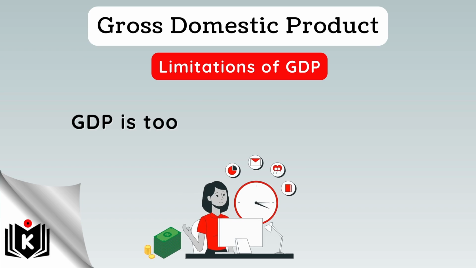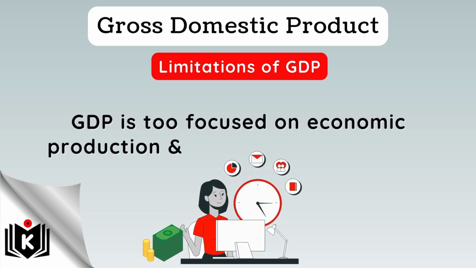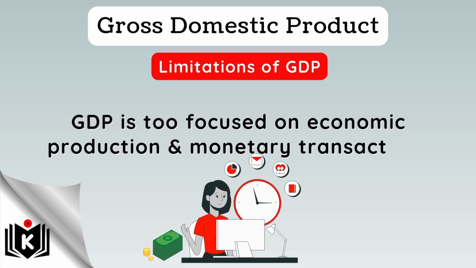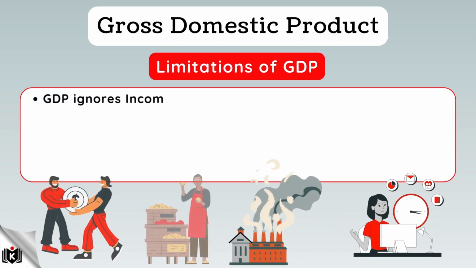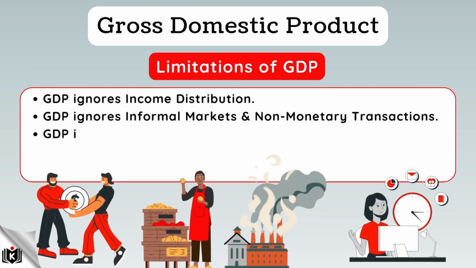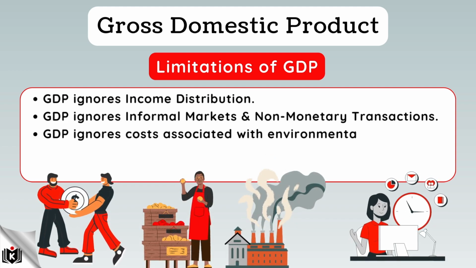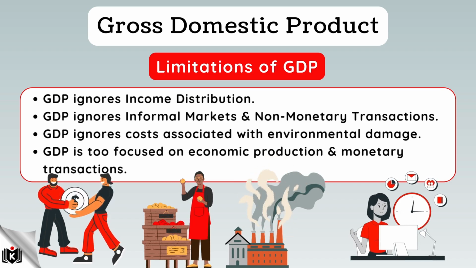Another shortcoming is that GDP is strictly focused on economic production and monetary transactions. It does not consider factors such as leisure time, health, education, or overall life satisfaction. A rising GDP can occur alongside declining quality of life. These limitations suggest that while GDP is useful for gauging overall economic production, it does not provide a complete picture of economic welfare, sustainability, or the social fabric of a society.